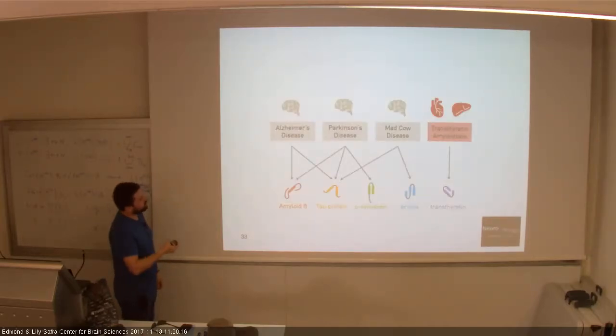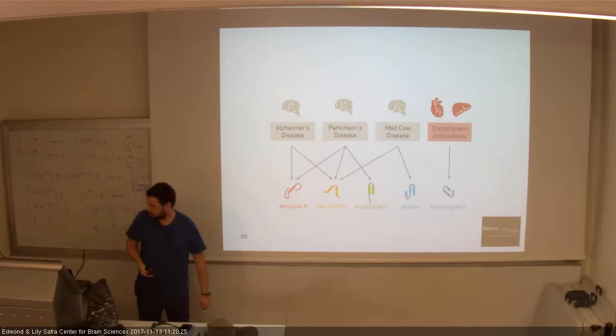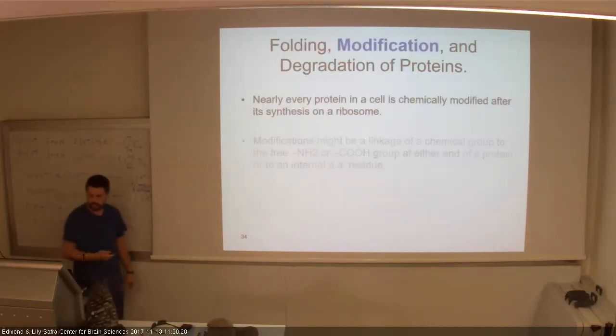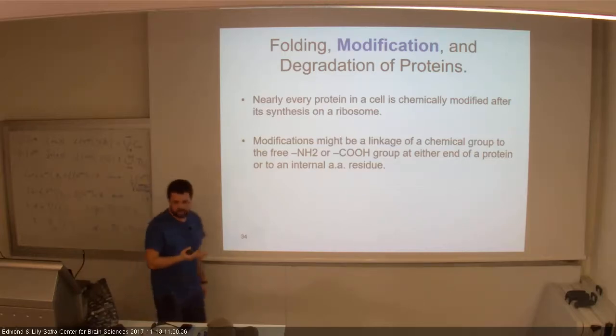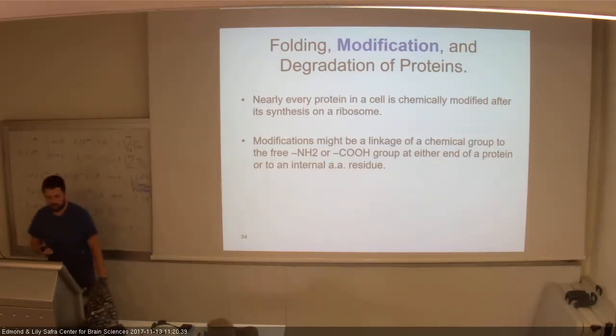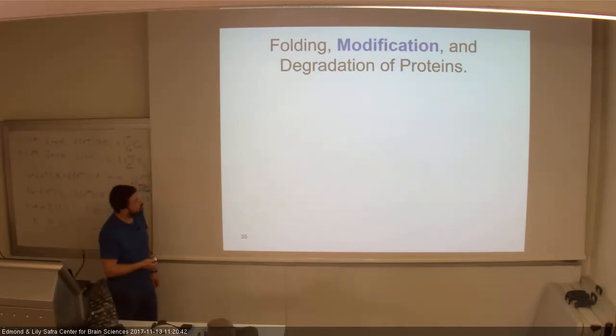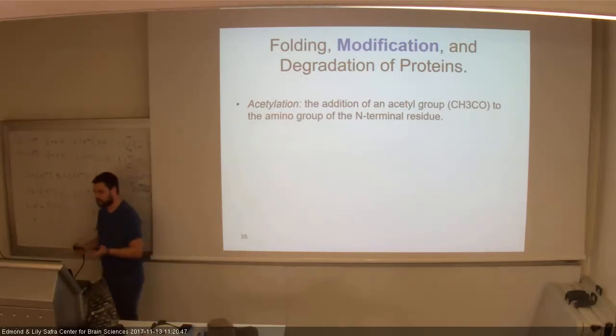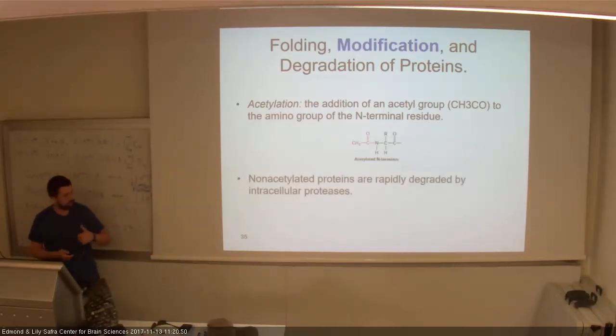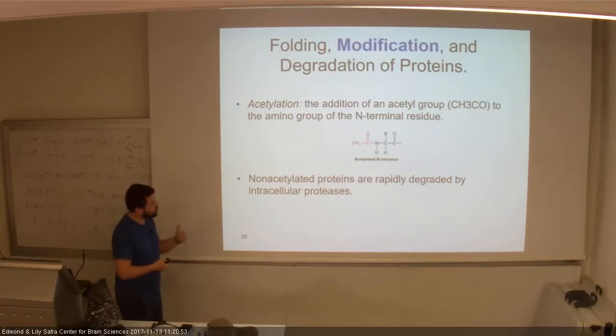So we said a few words about what happens when proteins misfold and all these diseases. In short, all these diseases happen when proteins misfold. And then we said that after the protein is folded and produced, it also undergoes modification. The most common modification that occurs is acetylation, which normally happens at the N-terminal of the protein. Almost all proteins are acetylated at the N-terminal. Proteins that we see that are not acetylated are a lot of times degraded by proteases in the cell.